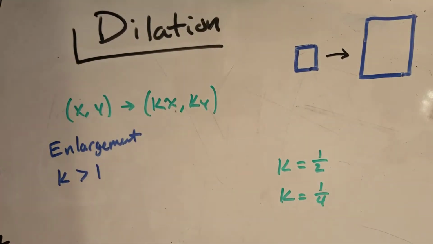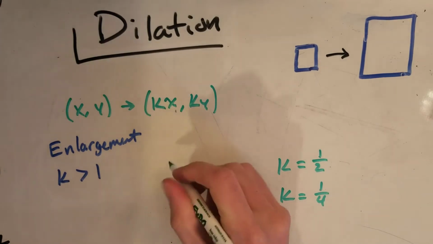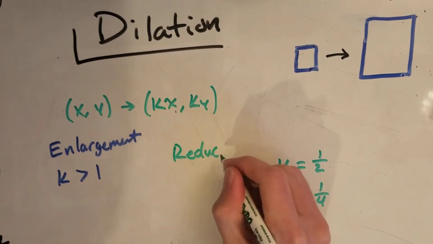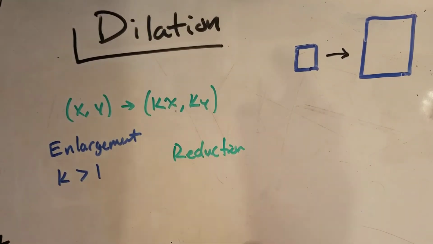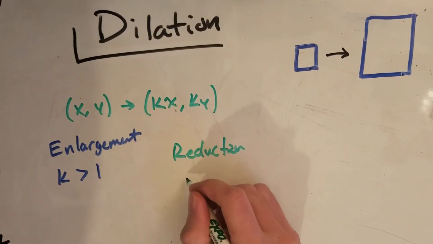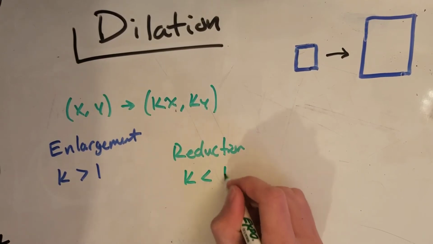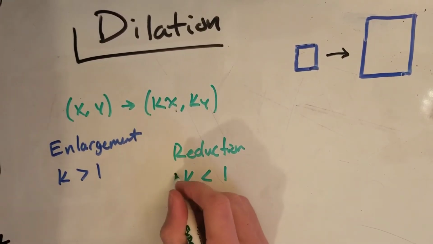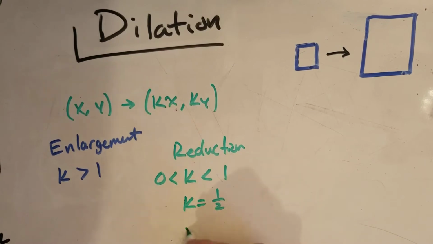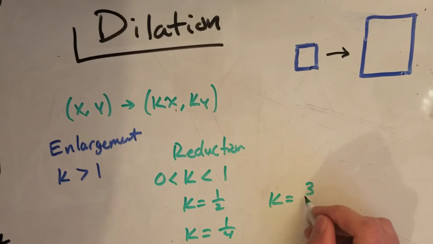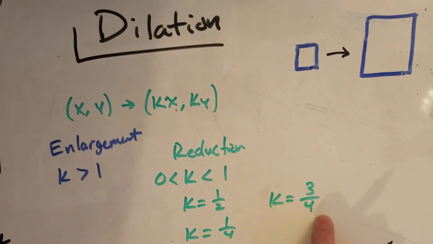We also have what we call a reduction. A reduction is when you are reducing in size. So a reduction was like K equals 1/2, K equals 1/4. It's going to be when K is less than 1, but we're only going to have positive numbers, so it's going to be greater than 0. These are all those numbers like K equals 1/2, K equals 1/4, K equals 3/4. It's still less than 1. So those are examples of what a reduction is.